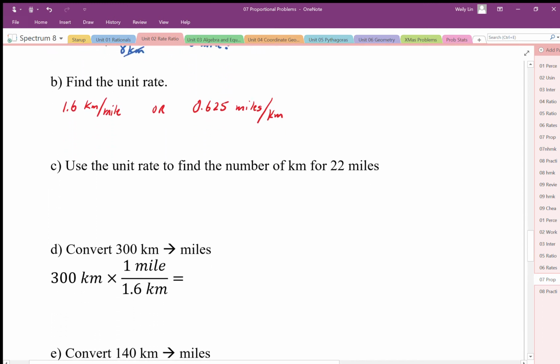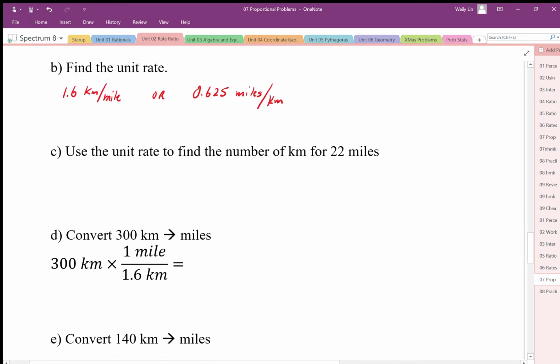So we can use this unit rate to convert kilometers to miles, or miles to kilometers. So I have 22 miles, and I'm going to multiply. I can use either one. In this case, I'm going to use the 1.6 because it just seems a little bit easier. Although I could do 1 kilometer divided by 0.625 miles, depending on if I want to use that ratio. As long as my miles cancel out, I'm okay.